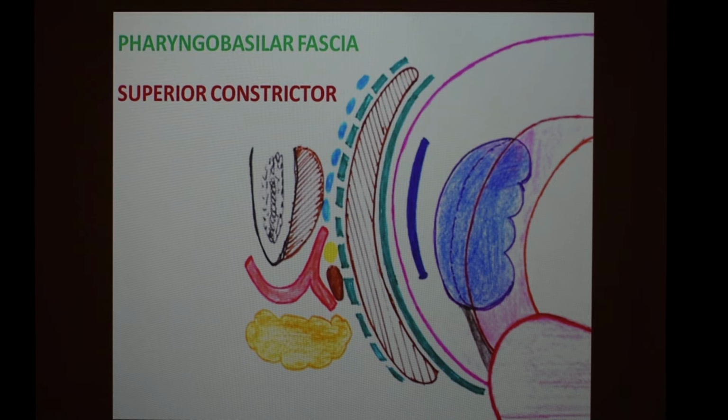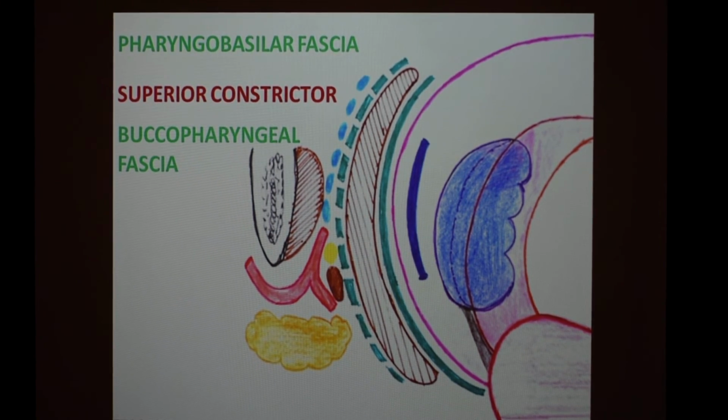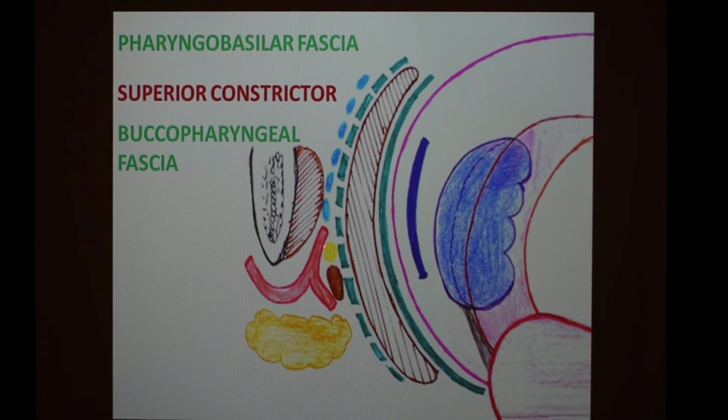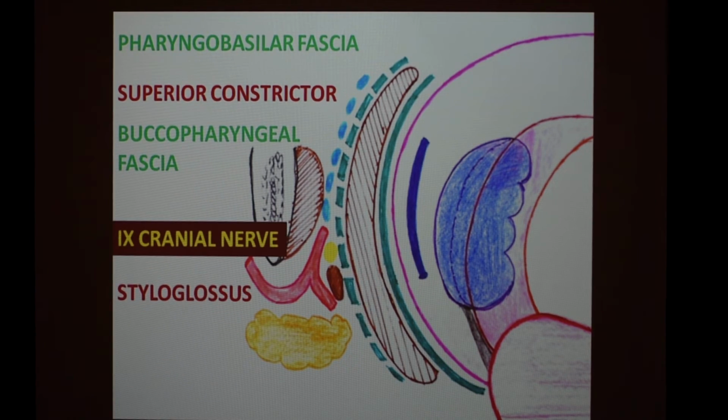This muscle here is the superior constrictor. In the upper part, apart from the superior constrictor, we will have the palatopharyngeus muscle also. Then lateral to it, the dotted green line is the buccopharyngeal fascia. Outside it, we have two structures, one yellow and another brown. The yellow is the nerve, the ninth cranial nerve, and the muscle is styloglossus. So the structures forming the tonsillar bed in this diagram are the pharyngobasilar fascia, superior constrictor, buccopharyngeal fascia, ninth cranial nerve, that is the glossopharyngeal nerve, and styloglossus.